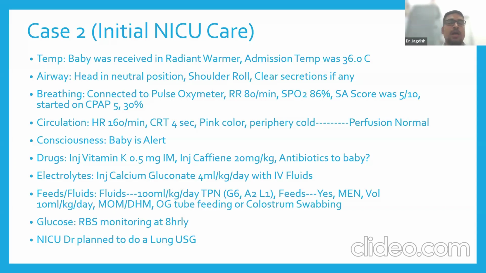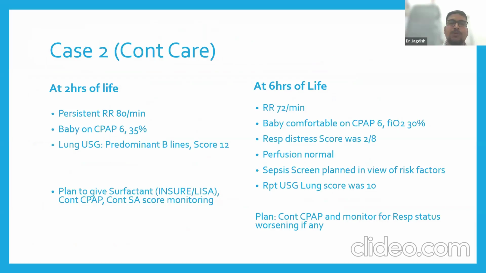And the NICU doctor, as per the previous case, here also wanted to do a lung ultrasound in place of X-ray to look at the status of the lungs. So at 2 hours of life, the baby has persistent respiratory distress, 80 per minute. Initially it was started on CPAP 5 and 30%. Now the CPAP pressure requirement has increased to 6 and 30%. The lung ultrasound shows plenty of B lines and a score of 12. As per the criteria, if the lung ultrasound score is more than 8, the CPAP requirement is more than 6, or FiO2 requirement is more than 30%, then you can plan for surfactant.